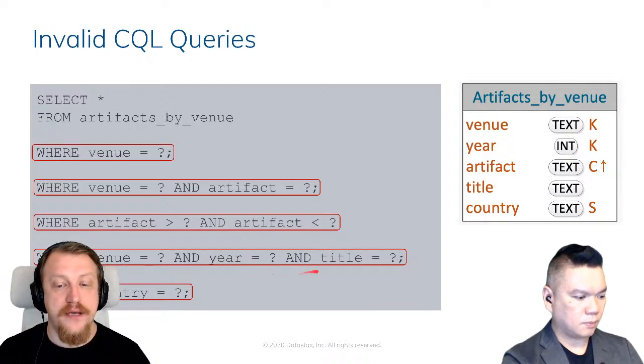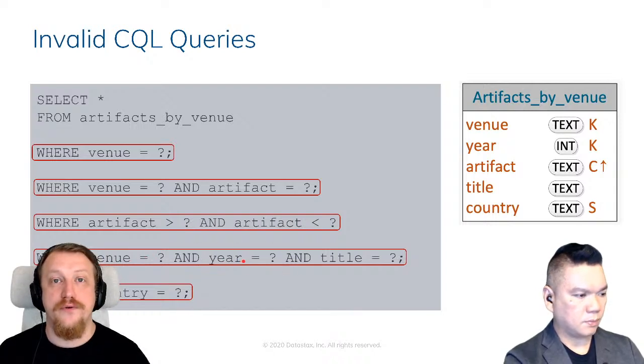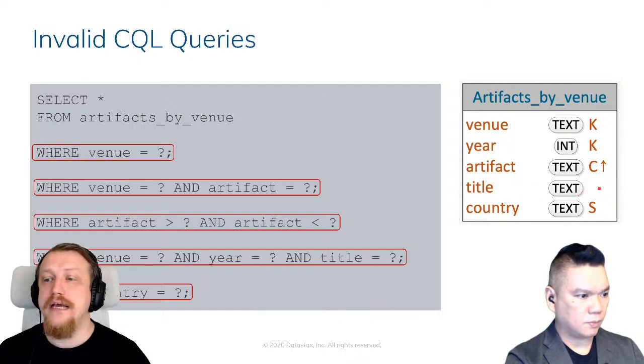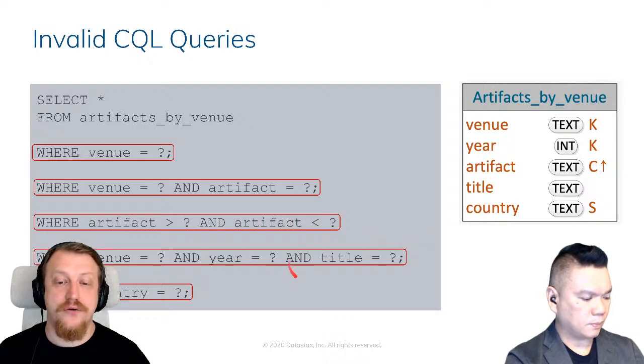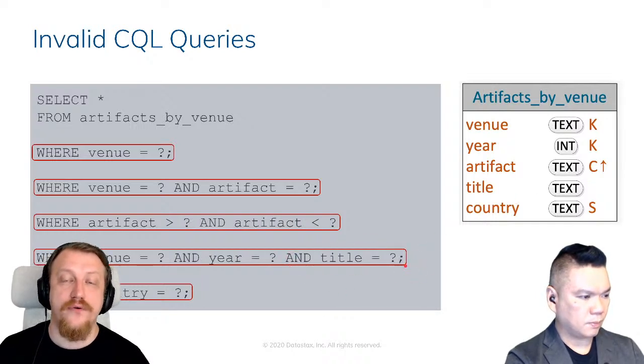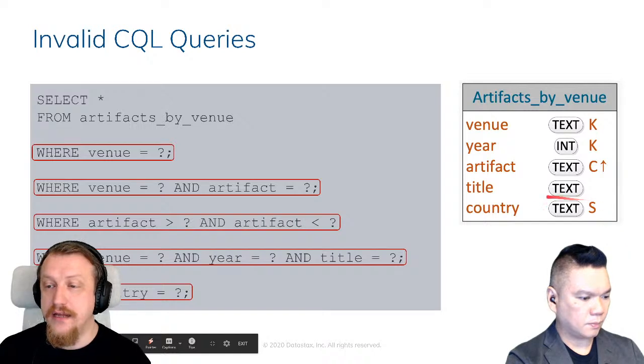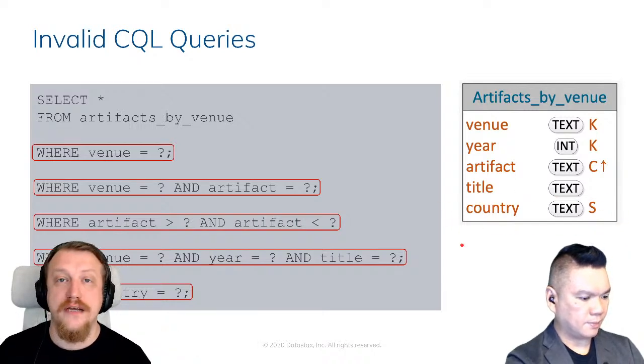The venue and year and title. Okay, what's wrong here, you would ask? We specify venue and year. What's wrong then? The answer is title. Title is a data column. It's not a clustering column. It's not part of the partition key. As a result, you cannot search by title, or at least you have to set an index on it. And finally, where country equals something. Again, country is a data column, and it doesn't matter if it's static or not. We cannot search by that.